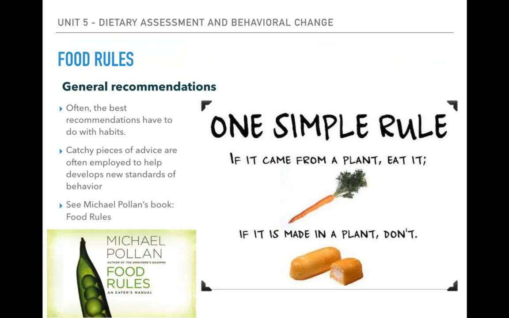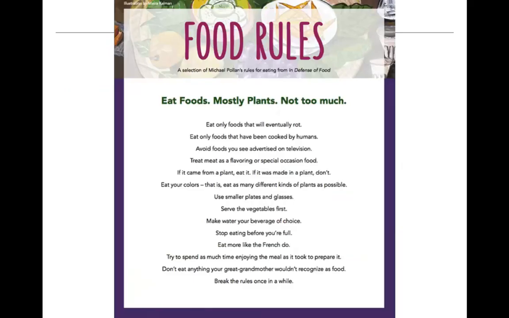Working in a similar fashion, food rules are general recommendations or rules to live by, often with catchphrases to help you remember them. An example is, if it came from a plant, eat it. If it is made in a plant, don't. Michael Pollan actually wrote a book of them, which I found to be insightful, but there again, I tend to find whatever he writes to be mesmerizing. And here are a few of these food rules. You can read through them. If you take my health and wellness course, we use these in our Eat, Food, and Move project to help drive behavioral change.